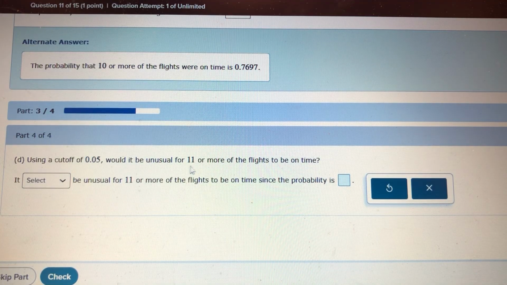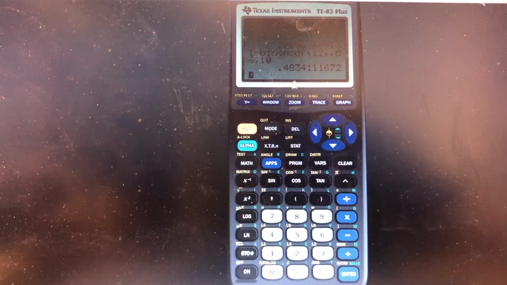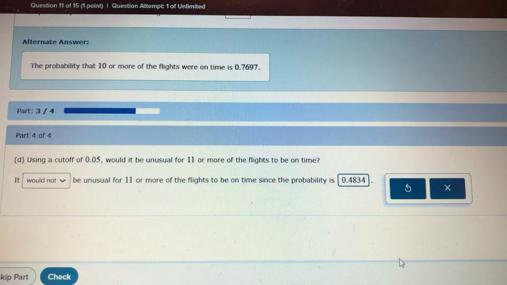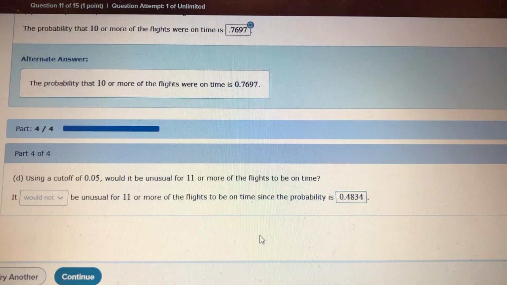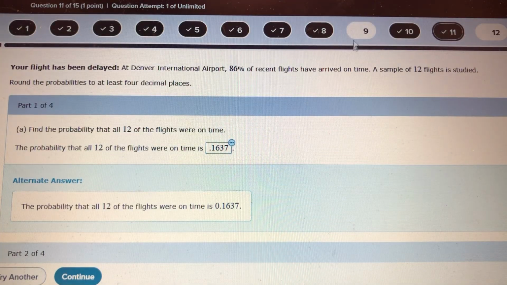Would it be unusual for 11 or more flights to be on time? No, it would not, because the probability is quite high, 0.4834. So that's what we use this for: if we get less than 0.05, then it's considered unusual.